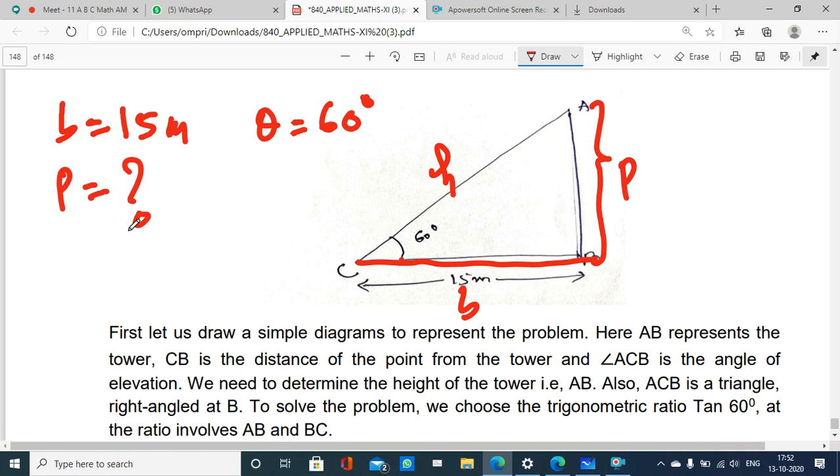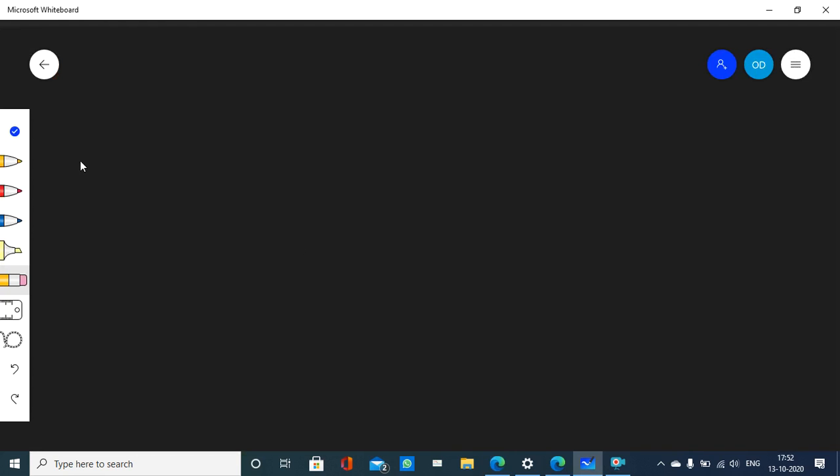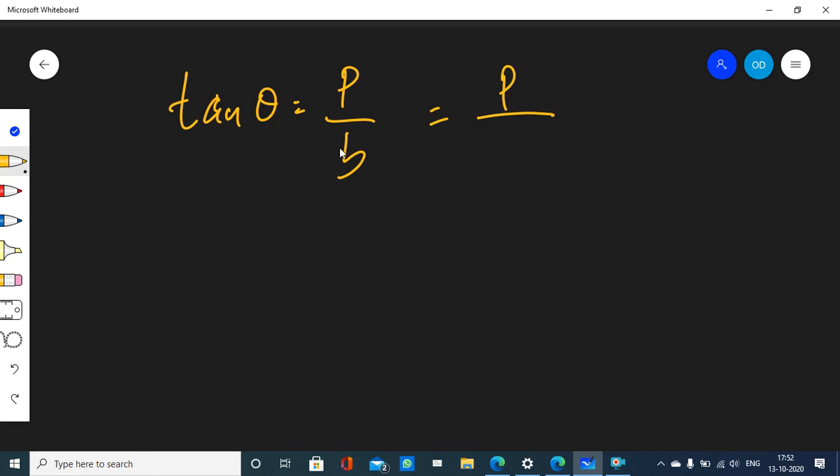Well, there is a trigonometric ratio that directly relates P and B. What is that? Tan theta. Also cot theta. Whichever you want to take. So tan theta is equal to what? P by B, right? We know that tan theta is equal to P by B. P is what we want to find out, and B value we know is 15 meter, and theta we know is 60 degree. So tan 60 degree is equal to P by 15.